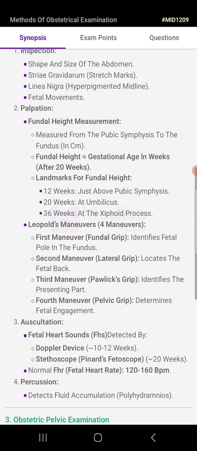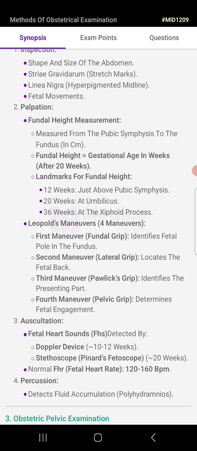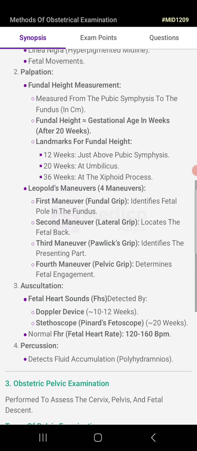Leopold's maneuver, 4 maneuvers. First maneuver, fundal grip, identifies the fetal pole in the fundus. Second, locates the fetal back. Third, identifies the presenting part, the Pawlik grip. Fourth, the pelvic grip determines the fetal engagement.